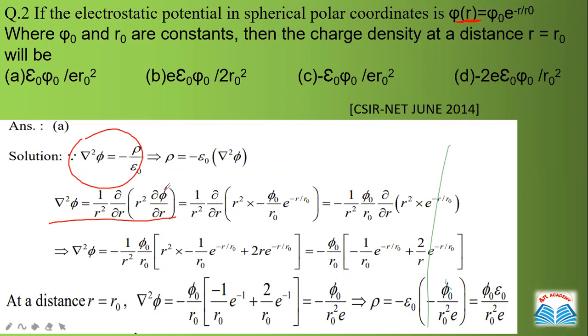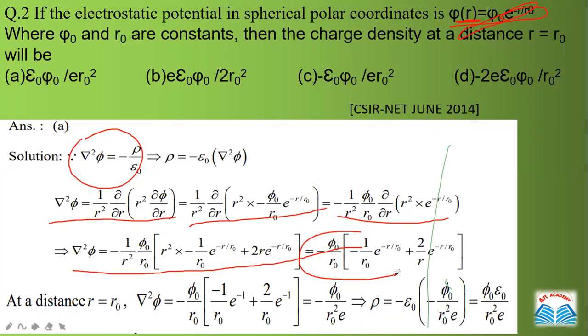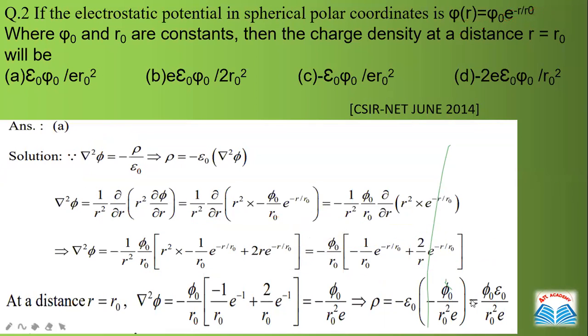Just put the value of phi which is given in the question, which is phi naught exponential minus r over r naught, and you can solve this mathematically. This is simple to solve, and you can get this value at last. Okay, so you are getting del squared phi equals minus phi naught over r naught times minus 1 over r naught exponential minus r over r naught plus 2 over r exponential minus r over r naught. We have to calculate the value of charge density at r equals r naught now. So we will put this condition also.